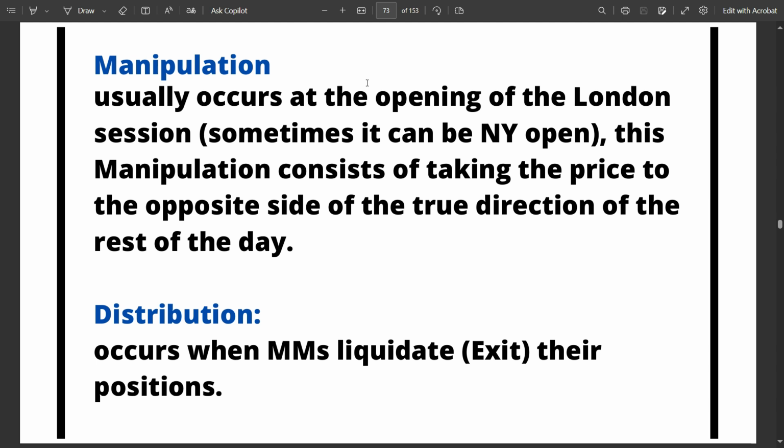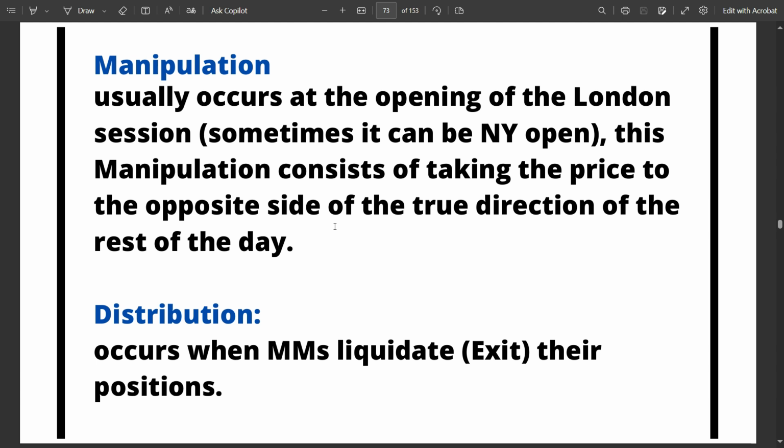Manipulation usually occurs at the beginning of the London session, though sometimes it can happen at the start of the New York session as well. As a result, during the manipulation phase, the price moves in the opposite direction before resuming the main trend for the rest of the session in the distribution phase. The goal is to trap traders.